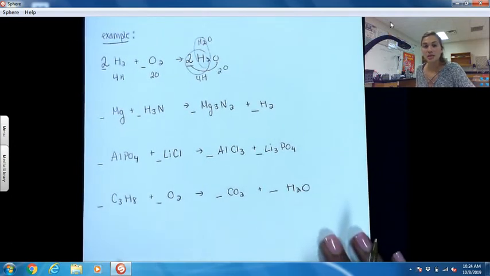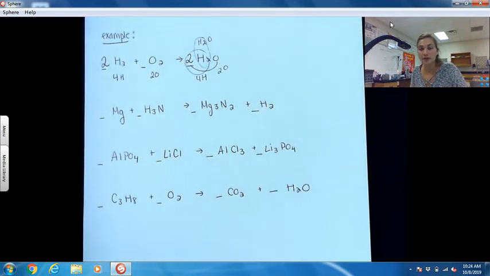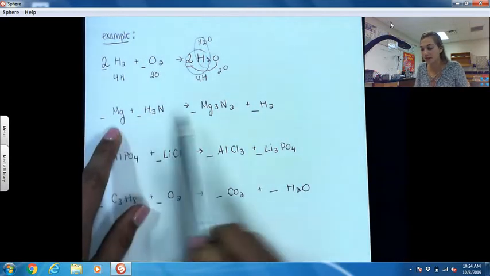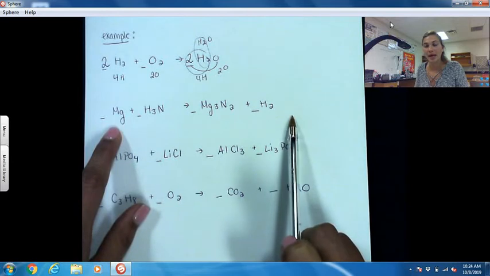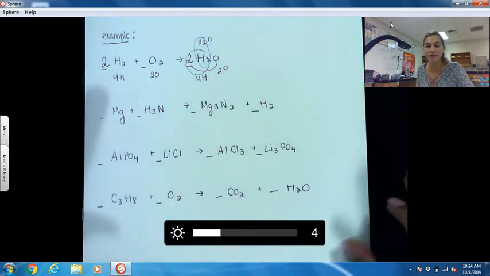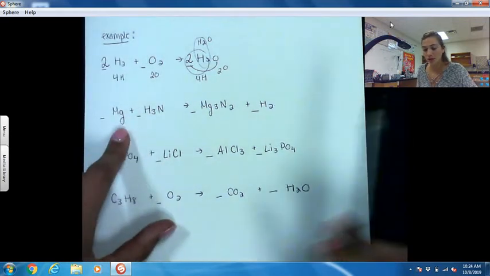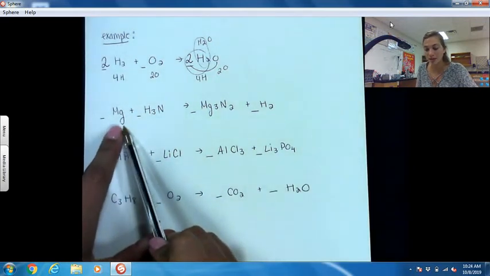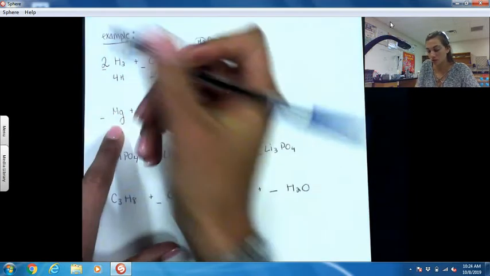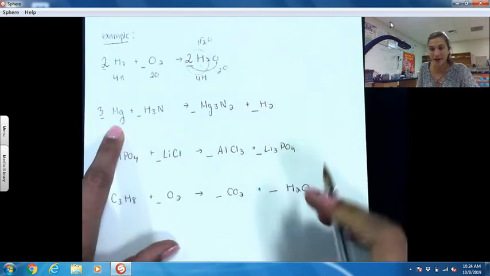You're going to follow this kind of pattern every single time you're balancing. I always start from my left and work my way right, and if I change a coefficient, I go back and fix whatever else it affected. So here, magnesium. I have 1 magnesium on my reactant side, but I have 3 on my product side. So I need 3 on my reactant side.